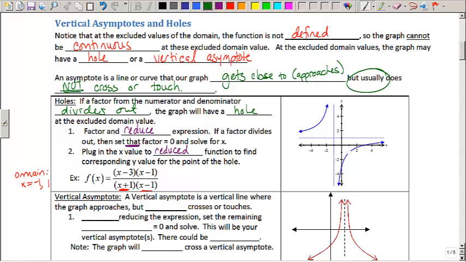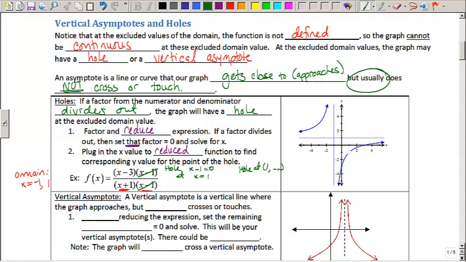So let's take a look at the function. Notice we have an x minus 1 factor in the numerator and an x minus 1 factor in the denominator. They are going to divide out. Because they divided out, that's going to create a hole. And I set the factor equal to 0 to find out where the hole is. So we have a hole at x equals 1. So I have a hole at 1 comma some value.